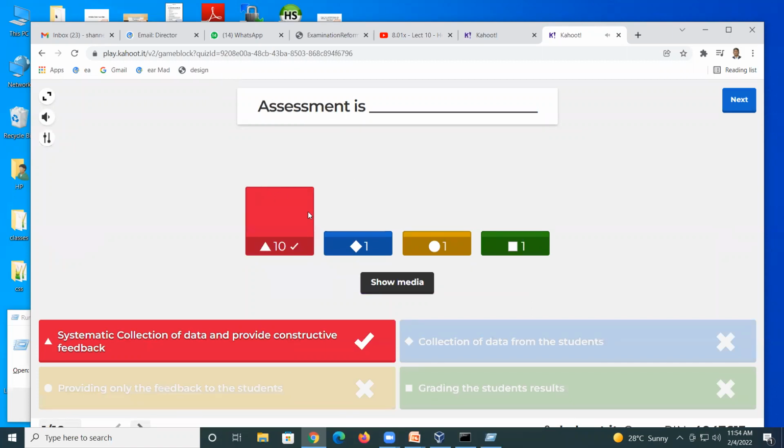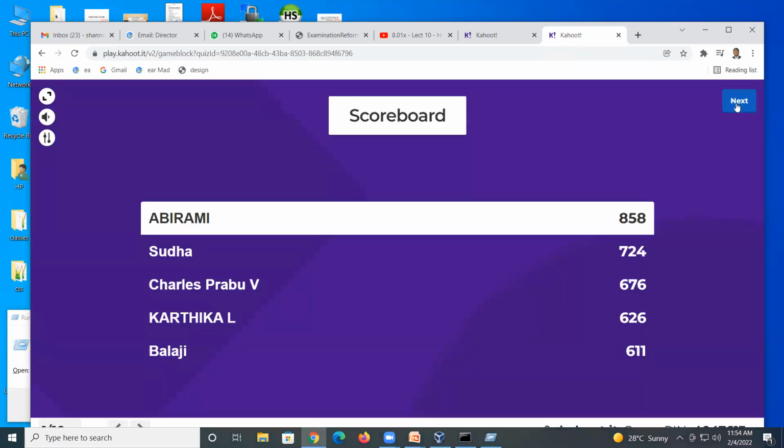Okay, so almost 10 participants selected the correct answer. Let me go to the next question. Actually, before going to the next question, we will see who got to the top: Abhirami madam, then Sudha madam, Charles Prabhu. So it depends on how fast you are answering and how correctly you are answering.